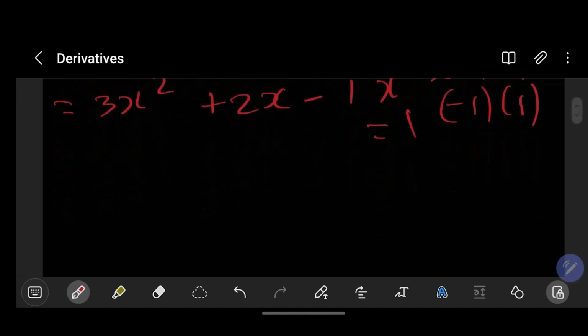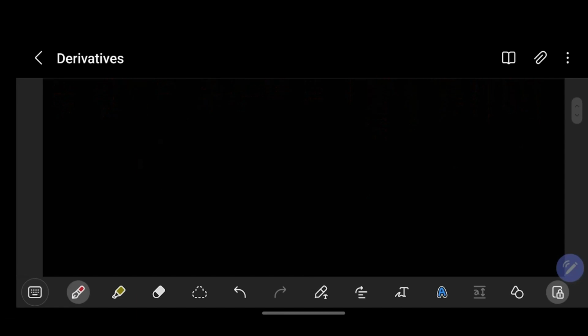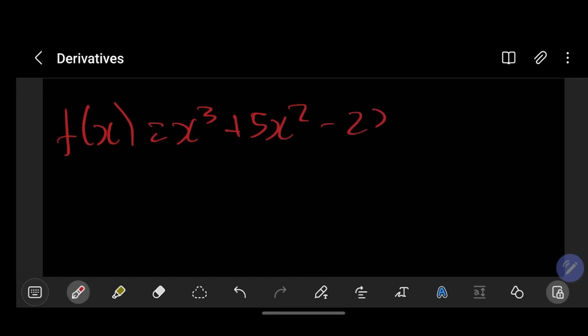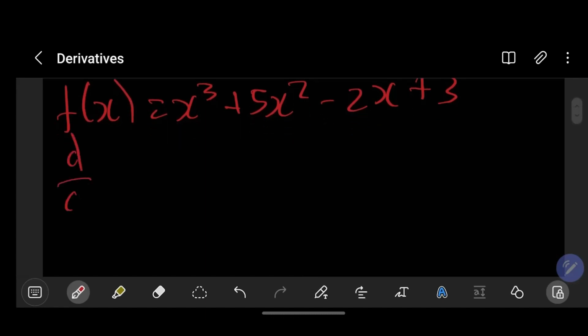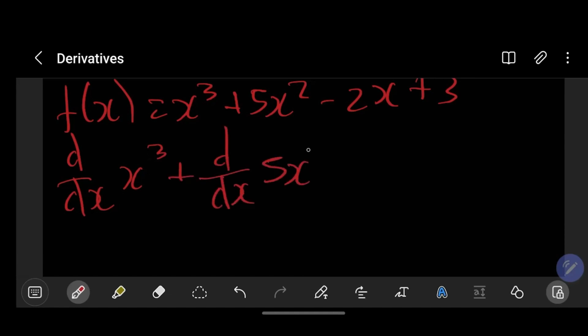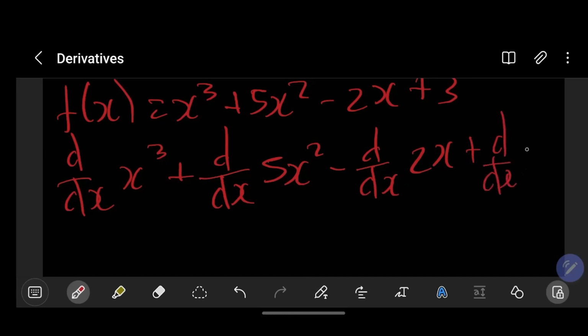Okay, let's take another example. Let's take the example f of x is equal to x cubed plus 5x squared minus 2x plus 3. Once again, we can see we can use the sum and difference rule. So we'll find d dx of x cubed plus d dx of 5x squared minus d dx of 2x plus d dx of 3.